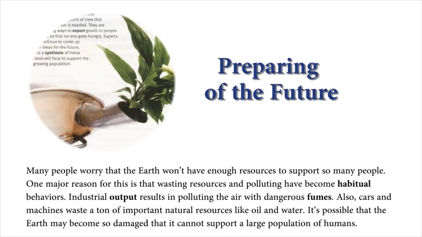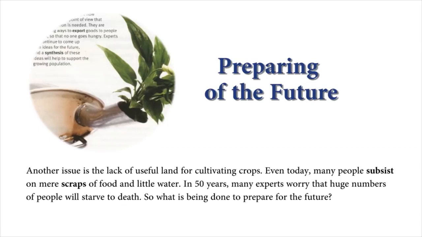One major reason for this is that wasting resources and polluting have become habitual behaviors. Industrial output results in polluting the air with dangerous fumes. Also, cars and machines waste a ton of important natural resources like oil and water. It's possible that the Earth may become so damaged that it cannot support a large population of humans. Another issue is the lack of useful land for cultivating crops. Even today, many people subsist on mere scraps of food and little water. In 50 years, many experts worry that huge numbers of people will starve to death.